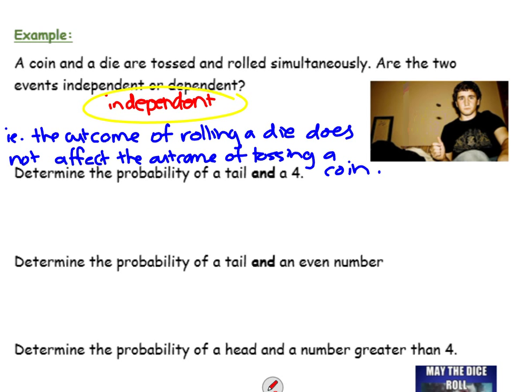Determine the probability of a tail, here's a key word, and a 4. So you can think of that, the probability of tail and a 4, like the intersect. The intersect looks like an A, so tail and a 4. So it's the probability of tail intersect 4. So what's the probability of getting a tail when you flip a coin? It's just 1 in 2. And because it's the intersect, we multiply by the probability of getting a 4. Probability of getting a 4 on a die is just 1 in 6. And remember, when you multiply fractions, you multiply the numerators, 1 times 1 is 1, then multiply the denominators, 2 times 6 is 12. Can you simplify that? No. So it's answered.